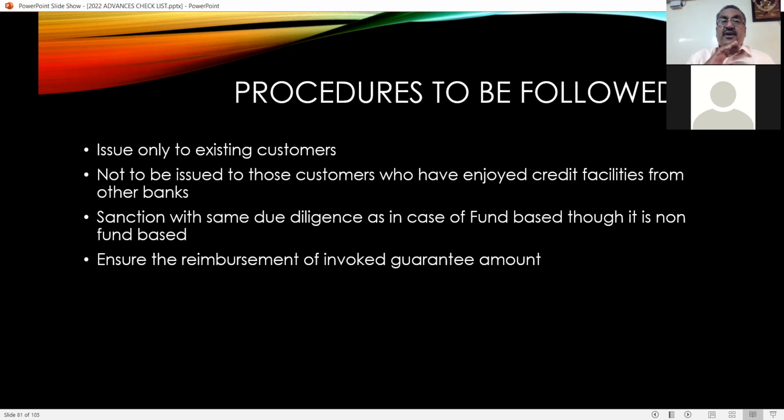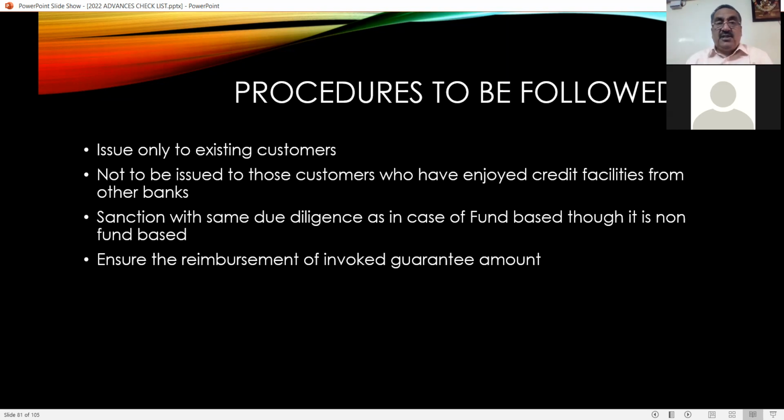And they have to verify the borrowers, follow up, and everything they have to do. And ensure the reimbursement of the invoked guarantee amount. That means the guarantee is being invoked. Invoked means the beneficiary says that you have to make the payment to us. That is called invoking of guarantee. The payment has been made by the banker to the beneficiary. Then automatically the borrower has to reimburse the amount to the banker.